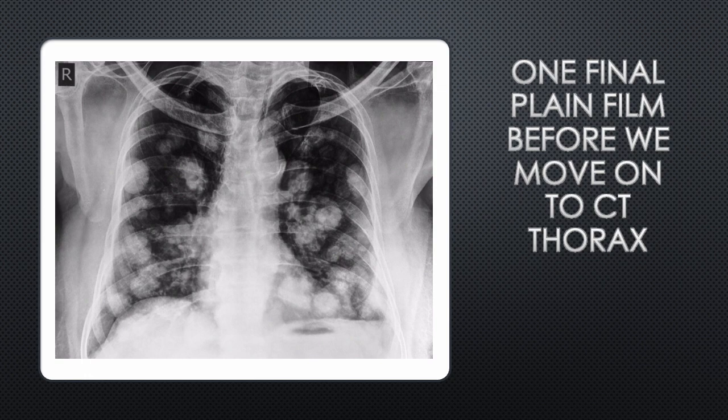And a final plain film, if you pause your video, I'll give you the answer shortly. Okay, so this is cannonball metastases. As you can see, there are many cannonball-like lesions, and the primary is usually renal cell carcinoma, but you can have a choriocarcinoma as well. They tend to be large, well circumscribed, and round in their appearance. Good.